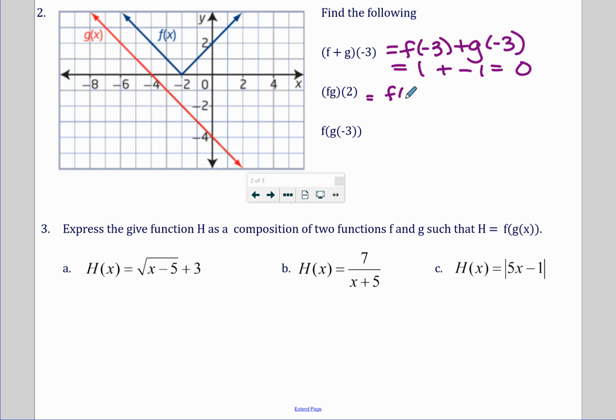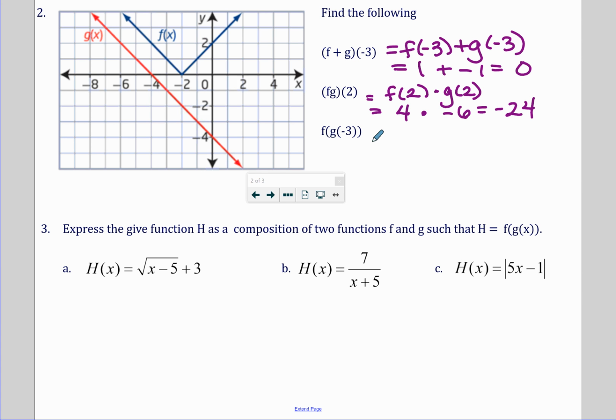Second one, you're doing f of 2 times g of 2. F of 2, you're just going to go 2 to the right, go up to function f, that takes you to 4. G of 2, 2 to the right, go down to function g, it's a negative 6. Multiply them together, negative 24.